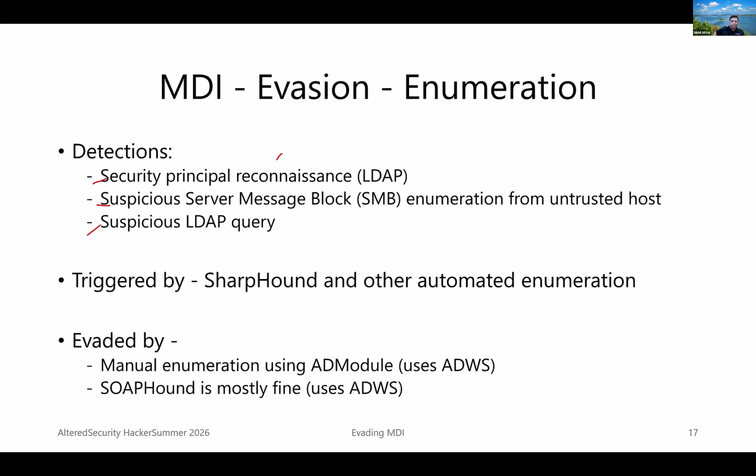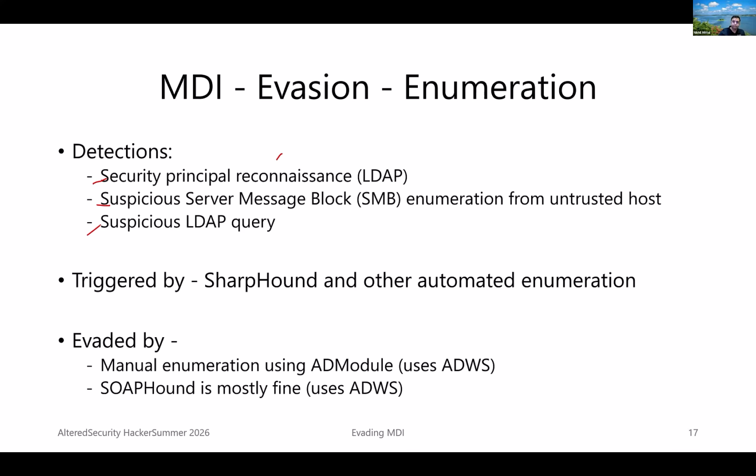For that, it is triggered. Sometimes even for RBCD, that is, if you look for objects that have constrained delegation, in that case, and for AS-REP roasting. Other than that, even using PowerView, it is not very easy to detect. However, if you use SharpHound or other automated enumeration tools, then one or all three of these are triggered.